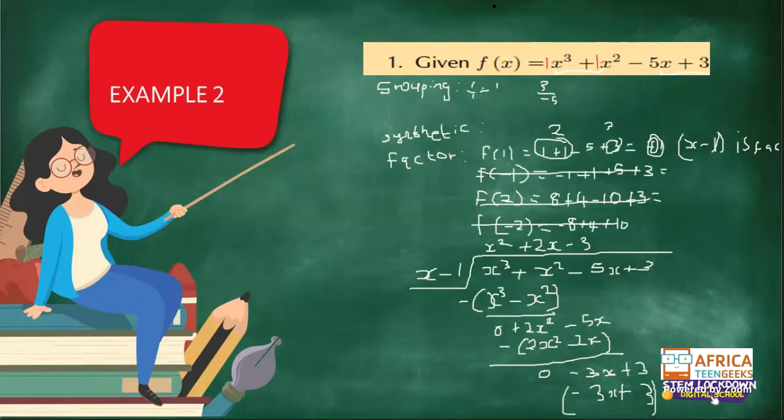Okay, so it means in this case you'll have x minus 1 into x squared plus 2x minus 3. Okay, then you can factorize this further.